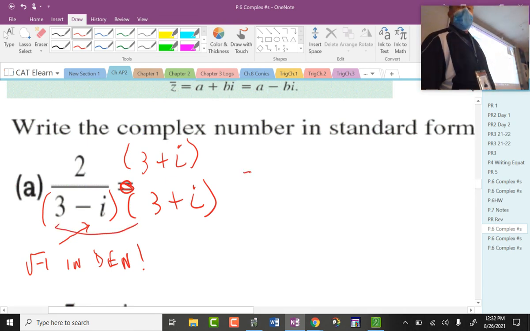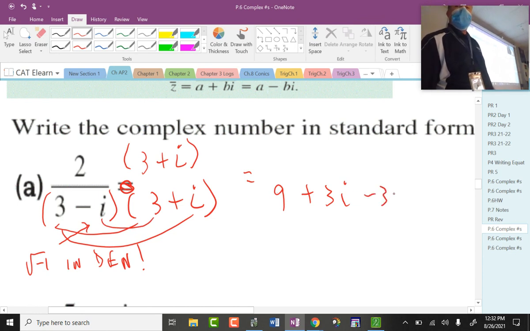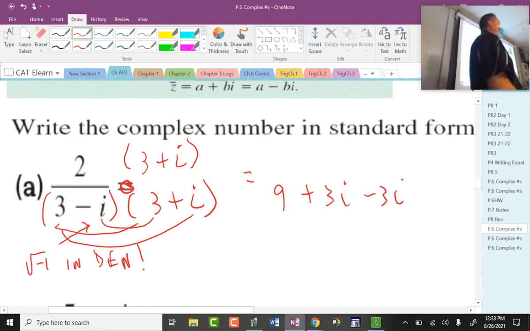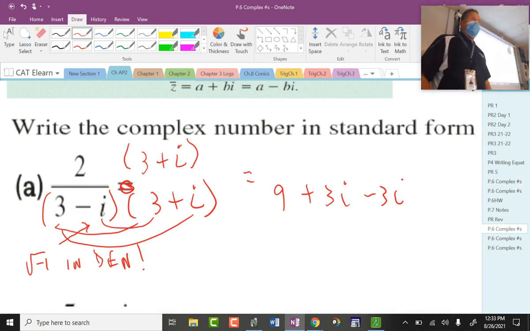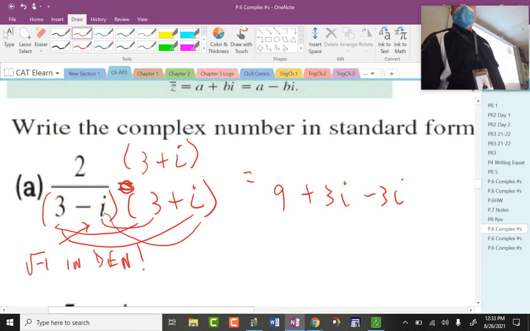This is the only time I'm going to write this, the full foiling. 9. This is the whole point of the conjugate, 3i, negative 3i. What happens to that middle term, everybody? It cancels. This is the power of the conjugate. All right, so I will never write that again. Next question, I refuse. Negative i squared.